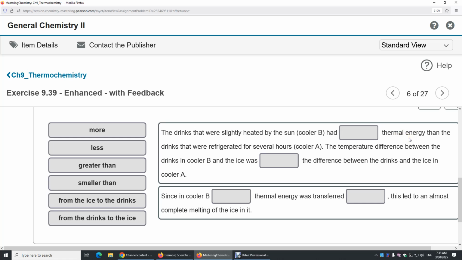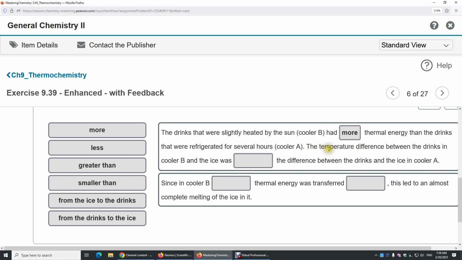Thermal energy is proportional to the temperature of the object. So the drinks slightly heated by the sun have a higher temperature than the drinks that were refrigerated. That means they have higher thermal energy. So here I would say more thermal energy. The temperature difference between the drinks in cooler B and the ice is going to be greater than the difference between the drinks and the ice in cooler A.